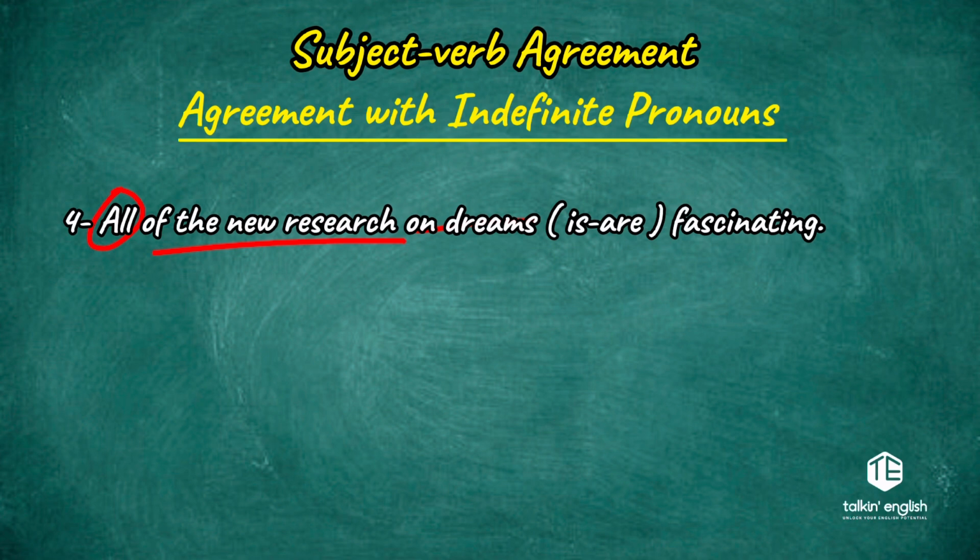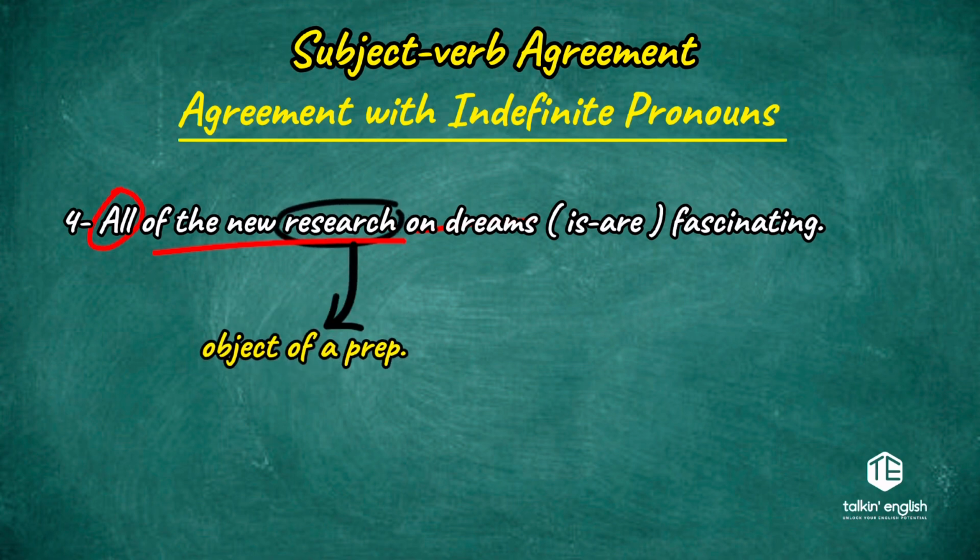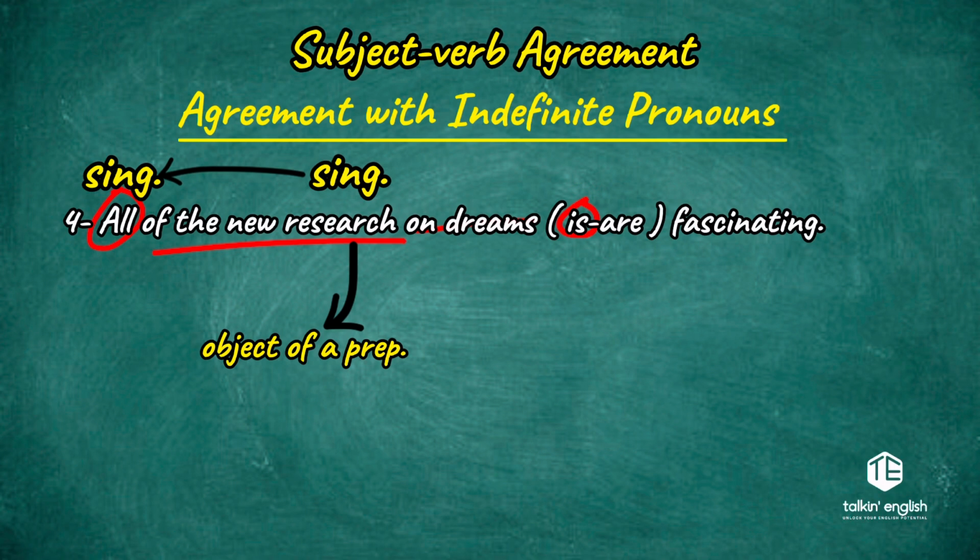What is the object of the preposition in of the new research? It is the word research. The word research is singular, which means the word all is singular here as well. Here I have to choose a singular verb. The singular verb that agrees with the word all in this sentence is the word is. Here the word is agrees with both the object of the preposition and with the indefinite pronoun itself.